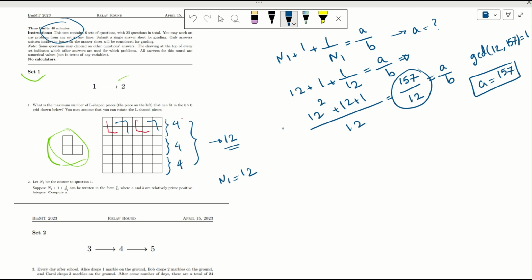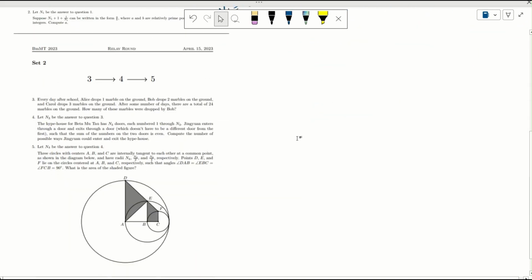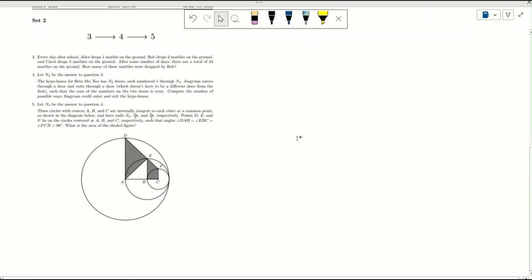Now, based on what we did, we finished set 1. Now we are going to move to set 2, and for set 2, as you can see, there are 3 problems and they are all related. So we are going to start from problem number 3.